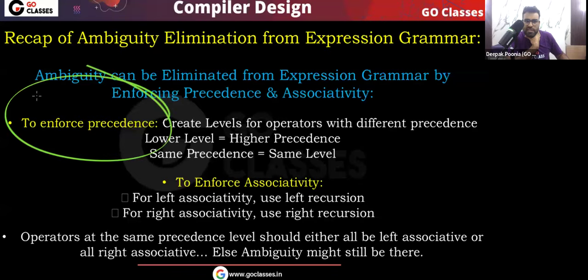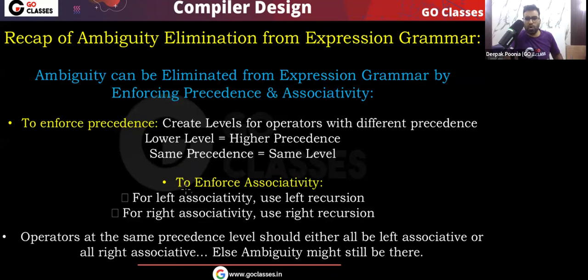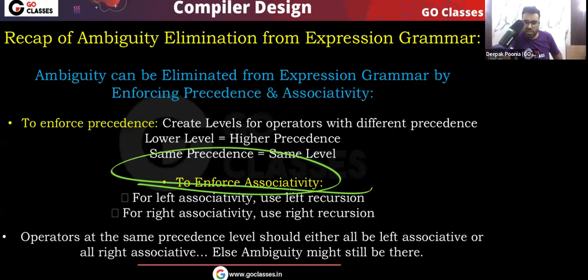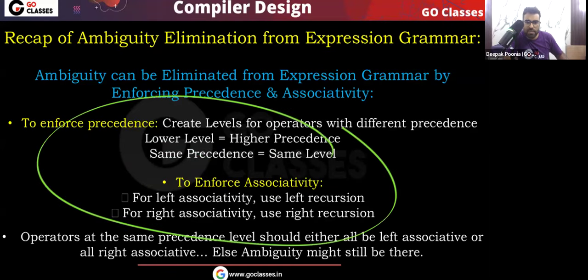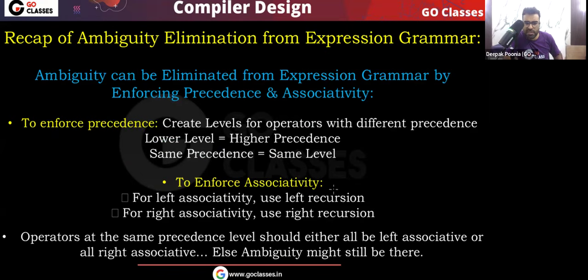So you can enforce precedence by creating levels: lower level, higher precedence; higher level, lower precedence. Same precedence means same level. To enforce associativity, for left associativity, use left recursion. For right associativity, use right recursion. One more thing is important: operators at the same precedence level should either all be left associative or all be right associative.